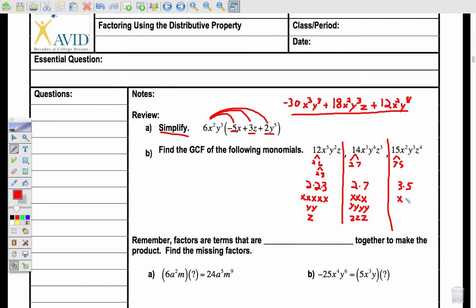X's, there's 2. Y's, there's 3. 1, 2, 3. And Z's, there's 4. 1, 2, 3, 4.